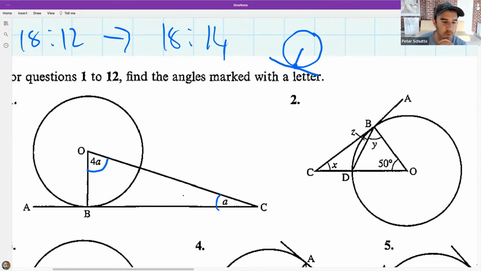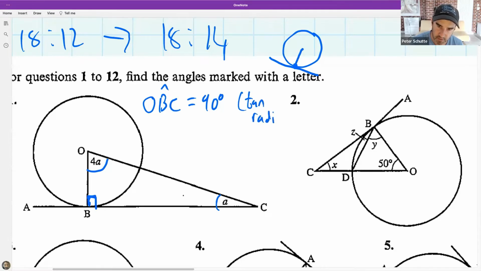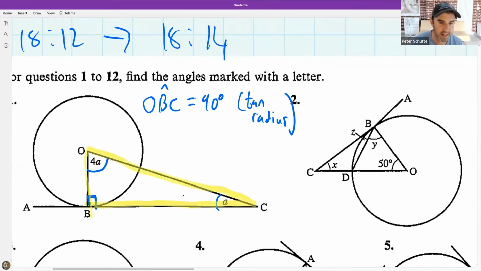Okay, so the main thing in question 1 is to realize there's something special about this angle over here. So angle OBC is going to be 90 degrees because of that fact I just told you. If you want to use the fancy word, it's called the tan radius theorem. But for now, I just want it to be 90. Now, the other thing that we know is that all triangles, and this is a triangle, add up to 180. And so how do we use those 2 bits of information together?